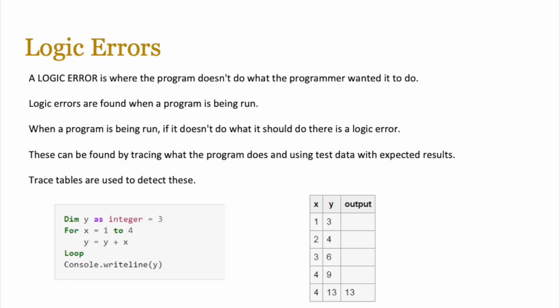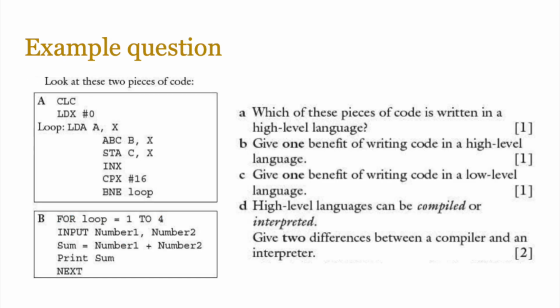So you say, well, okay, I want to enter 5 and 7, and that should add the two numbers up and give me 12. But for some reason, it's giving me 13. There's something wrong with the program. So trace tables are commonly used to detect logic errors. Now on screen, you can see a program in Visual Basic and a trace table, and you should be able to probably work out what's wrong with it.